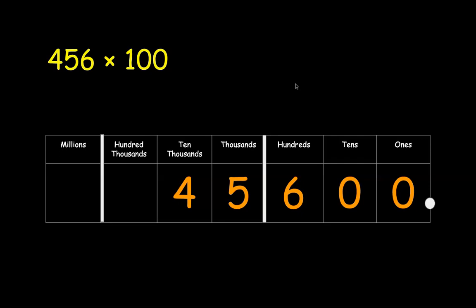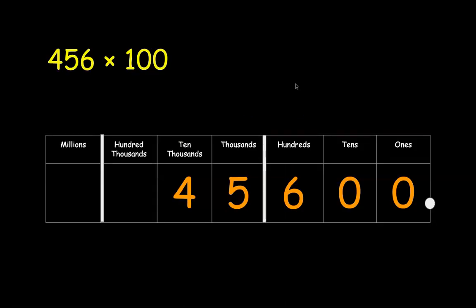You might wonder why I'm taking so much time showing you digits jumping to the left. It's so that the number concept in your head is developed very, very clearly. Later on, you won't take this amount of time. You'll just be able to do it really quickly. And the answer there, 45,600.